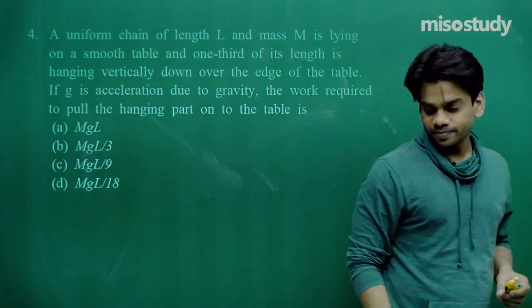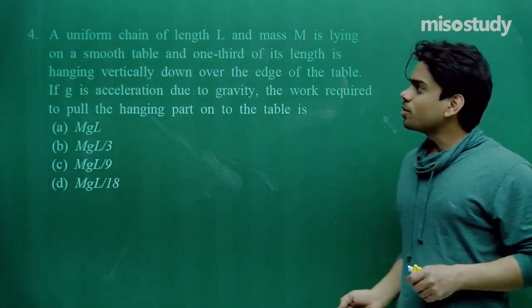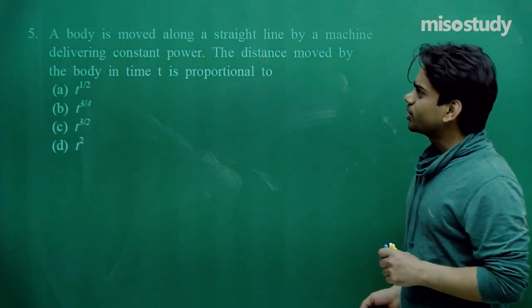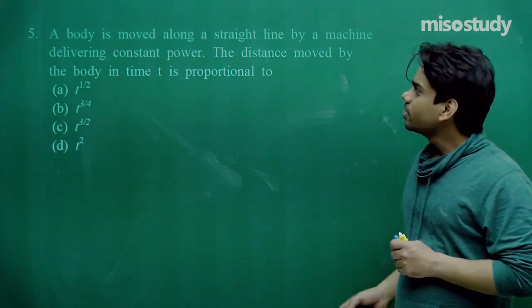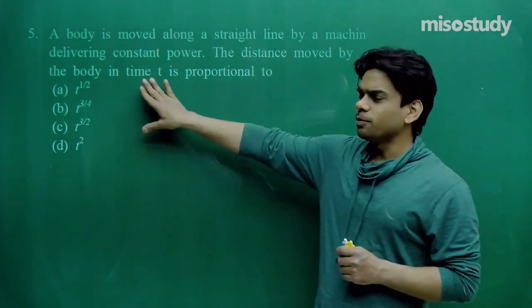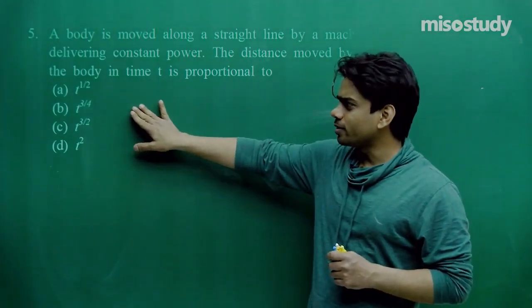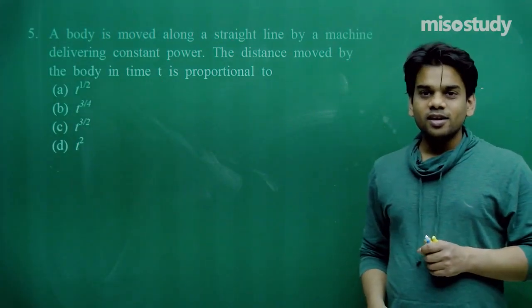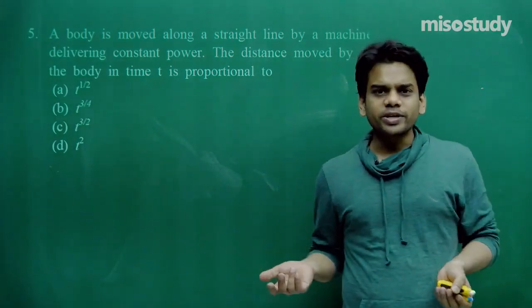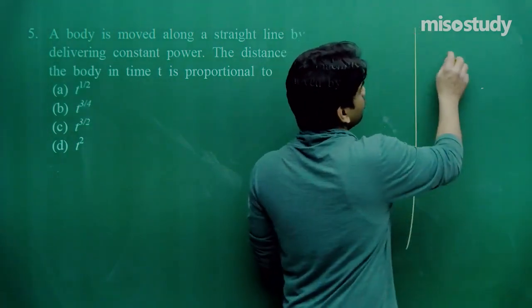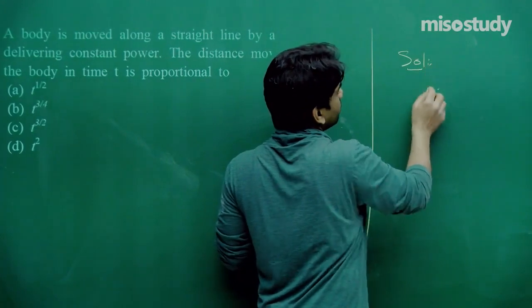The next one, we have question number 5. A body is moved along a straight line by a machine delivering constant power. The distance moved by the body in time t is proportional to A, t to the power half, B, t to the power 3 by 4, C, t to the power 3 by 2, and D, t square. We know that. Now what is power? Power is equal to work done per unit time. So let us go ahead and, without taking more time, discuss the solution of this problem.